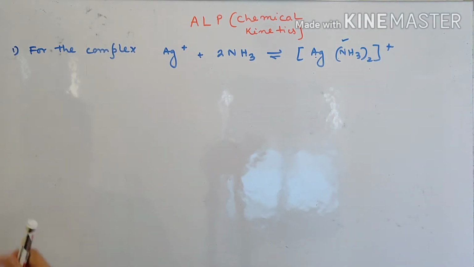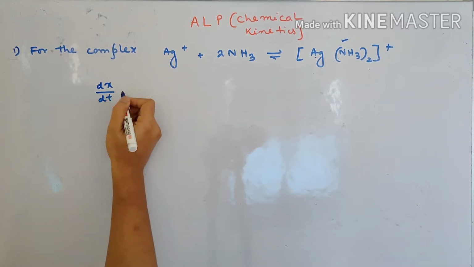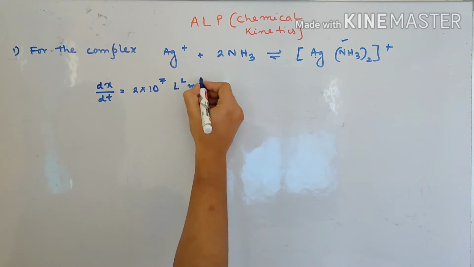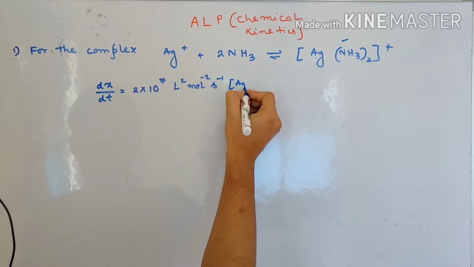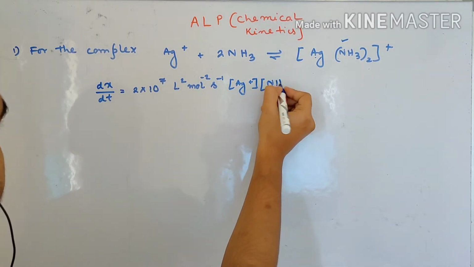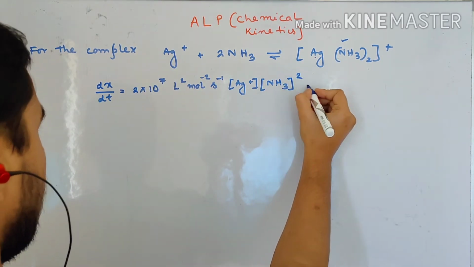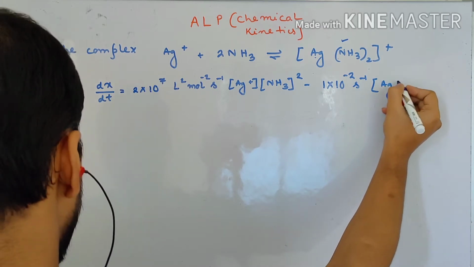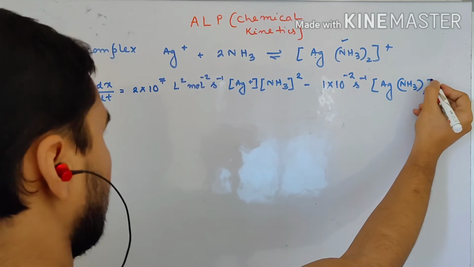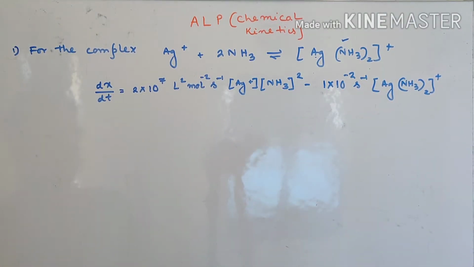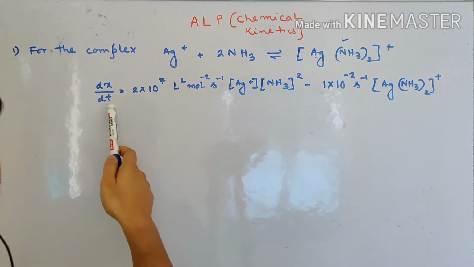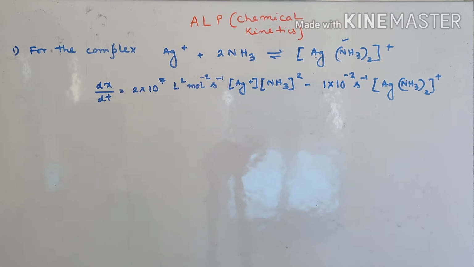Now it is given dx by dt is equal to 2 into 10 to the power 7 liter square mole to the power minus 2 second inverse Ag plus NH3 whole 2 minus 1 into 10 to the power minus 2 second inverse Ag NH3 whole 2 plus. So this is given. You must be a little bit amazed to see what this is, but this is just an expression of the kinetics, how the reaction is going to propagate. We are going to utilize this kinetics.